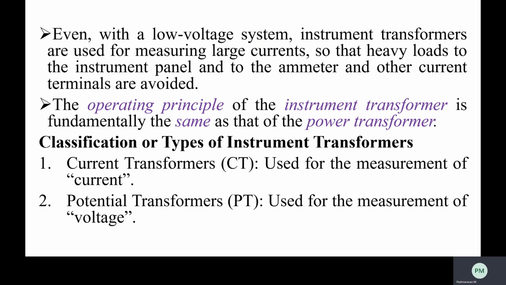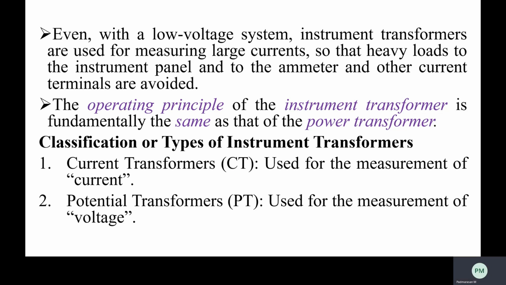Even with a low voltage system, these instrument transformers are used for measuring large currents, so that heavy loads to the instrument panel and to the ammeter and other terminals are avoided. The operating principle of the instrument transformer is fundamentally the same as that of the power transformer, which we already know.